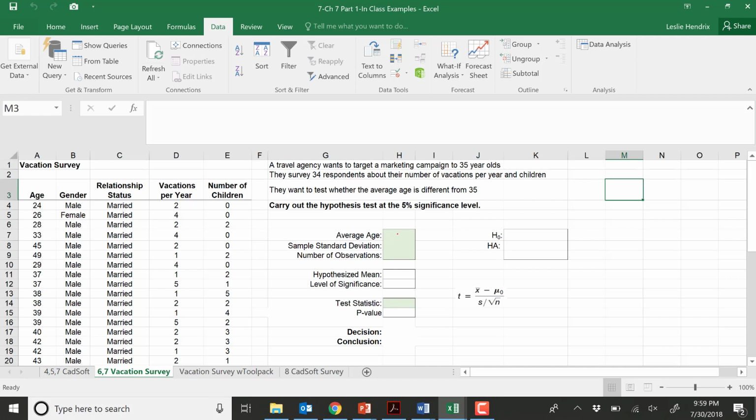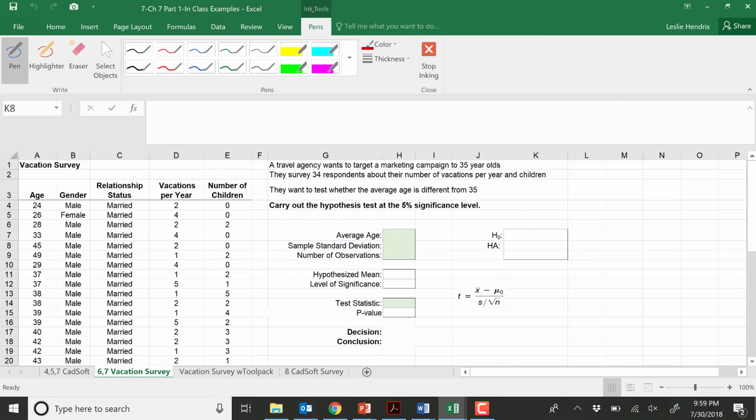All right, so we need to state our null and alternative hypothesis, right? So what are we looking for here? They're looking for whether the average age is different from 35. So if that's what they're looking for evidence of, which hypothesis is that? Is that the null or the alternative? If that's the one they're looking for evidence of, that's the alternative hypothesis.